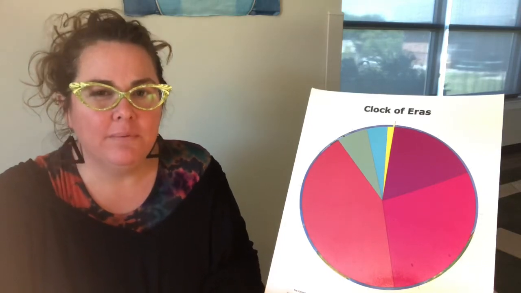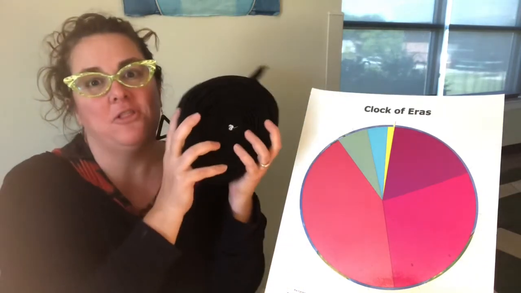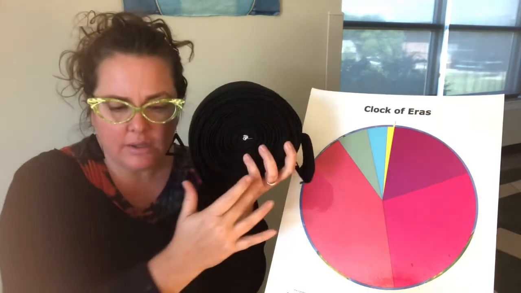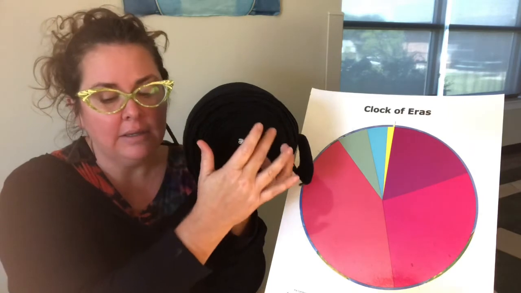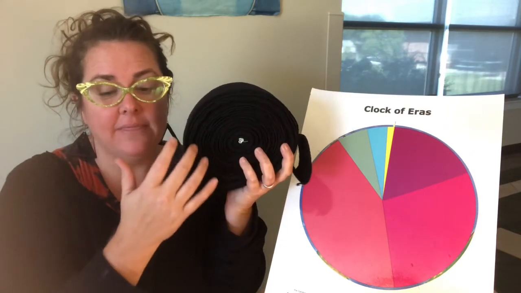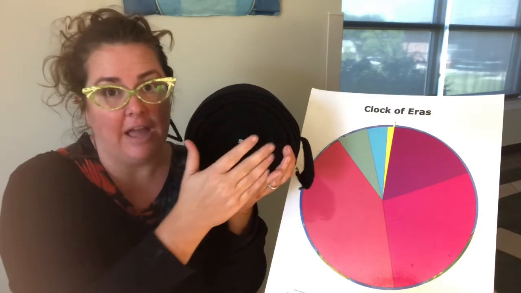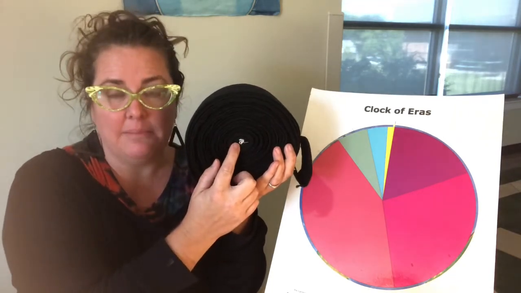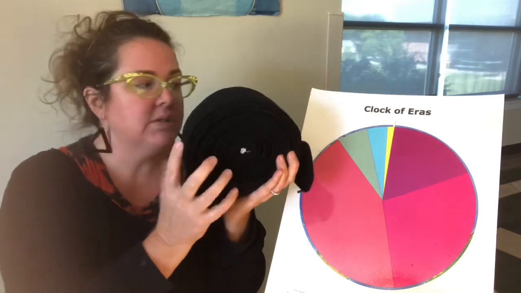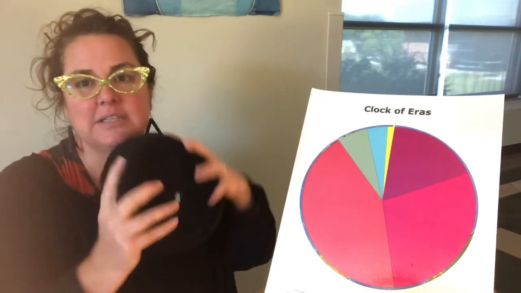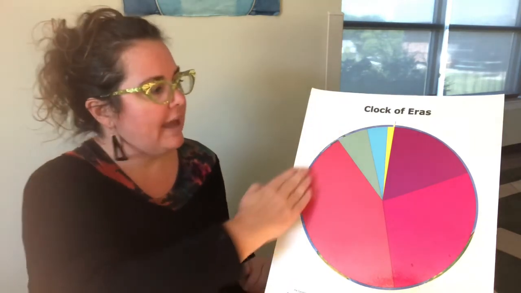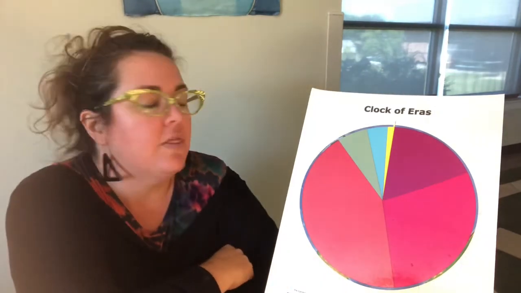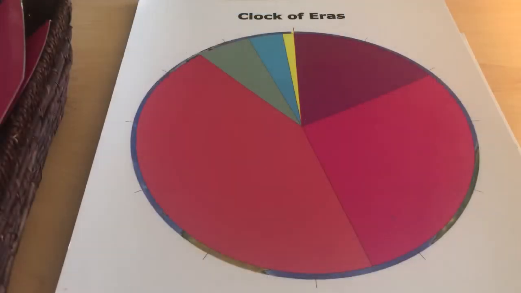Hi, remember when we rolled out the long black strip and we looked at how long the earth was cooling and life came, and that this coming of life was a long time before humans came onto the earth? Well, today we're going to look at this in a different way. We're going to look at it like a clock, and this is called the Clock of Eras.